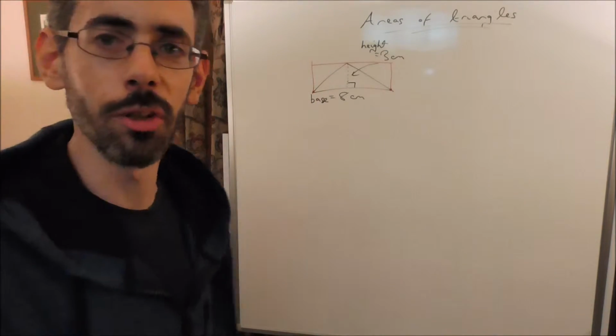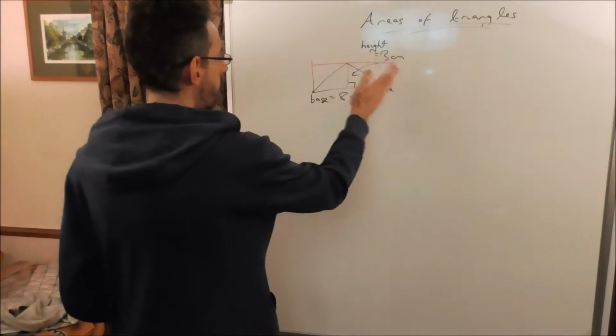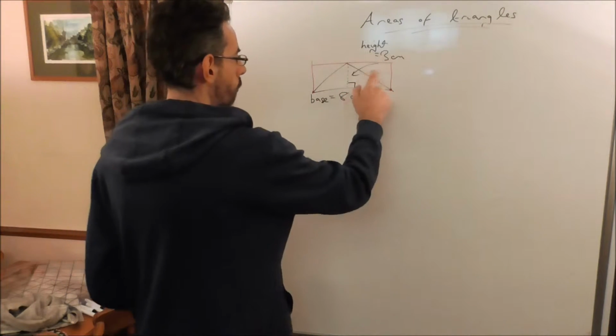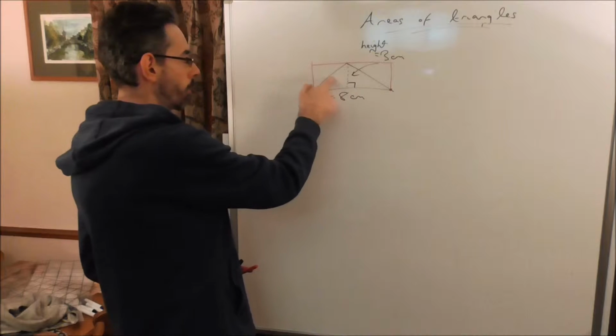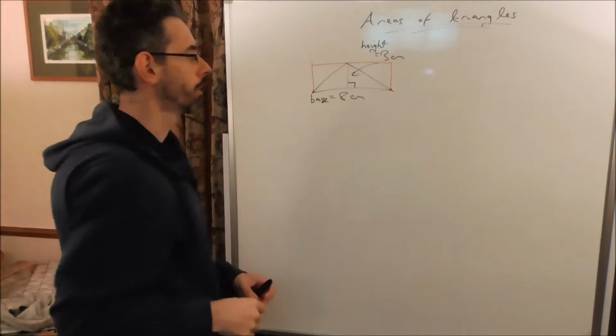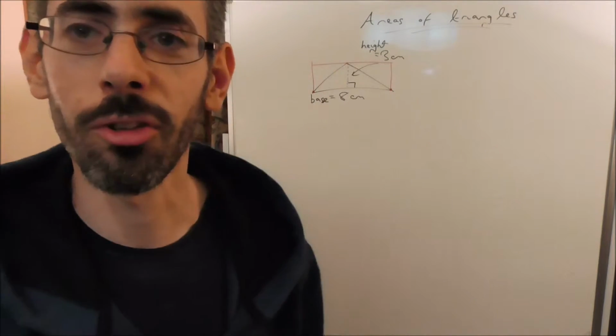You can see it's twice as big if you look either side of the dotted line. On the right hand side, these 2 triangles are the same, they're just copies of each other. And on the left hand side, these 2 triangles are the same as well. So the rectangle is twice as big as the triangle.